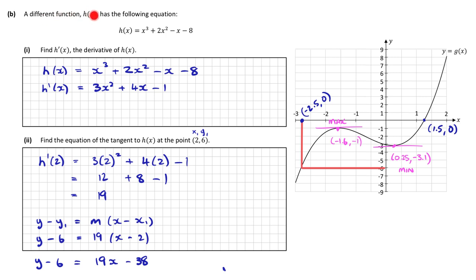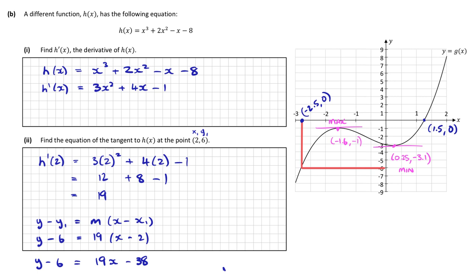A different function, h of x, has the following equation. h of x is equal to x cubed plus 2x squared minus x minus 8. Find h dash of x, which is the first derivative of h of x. So write out the function of h of x, and then we need to be able to differentiate it by rule. So if we're going to differentiate it by rule, the 3 comes down in front, so we end up with 3. The x stays where it is, and we reduce the power by 1, so it changes from 3 to 2.